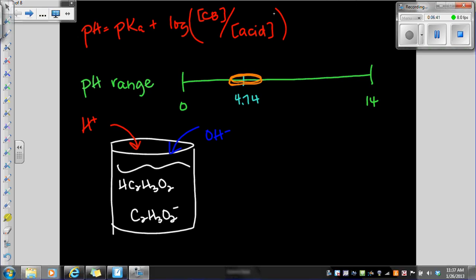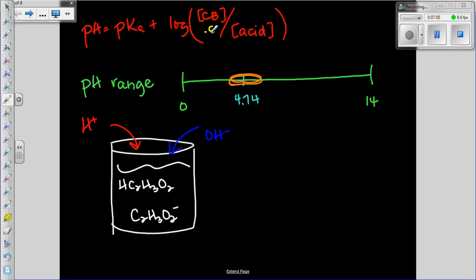Okay, so when we're looking at Henderson-Hasselbalch, we can see that when the concentration of our conjugate base and our acid are equal, pH is going to equal pKa. Let me just do an example. Let's say we've got concentrations of 0.5 and 0.5. When we divide those two numbers by each other, we get 1. The log of 1 is 0. And so when those concentrations are equal, pH is going to be equal to pKa.